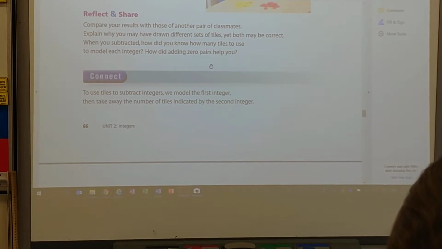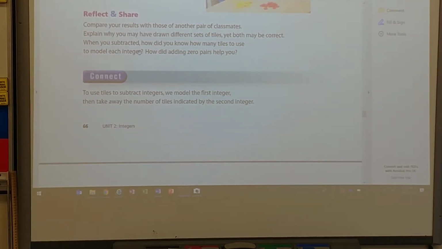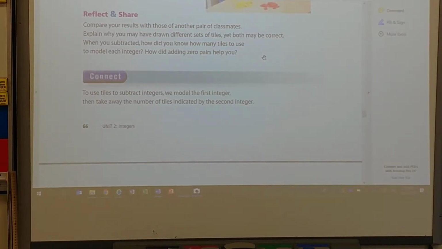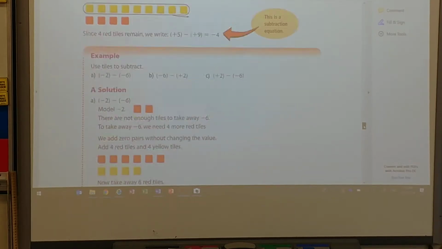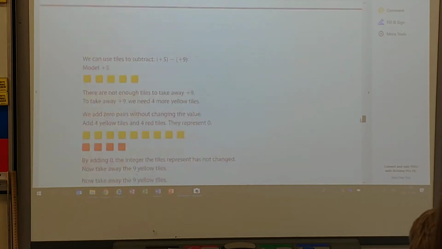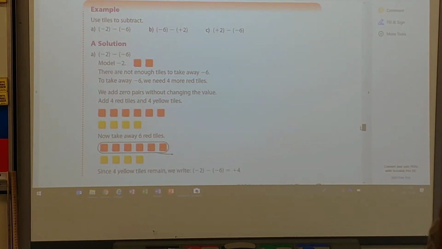Now it says, when you subtracted, how did you know how many tiles to use to model each integer? How did adding 0 pairs help you? I'm going to answer the second one. Adding 0 pairs gave me more to take away. How many 0 pairs am I allowed to add? As many as you want. Yeah, infinity, as many as I need. So let's just look at a couple of examples right here.